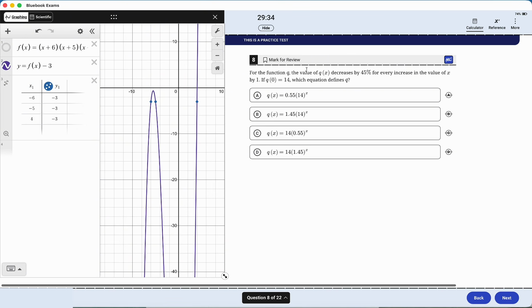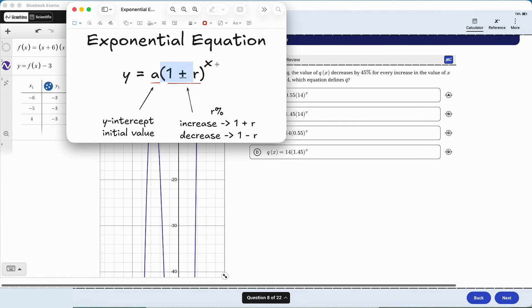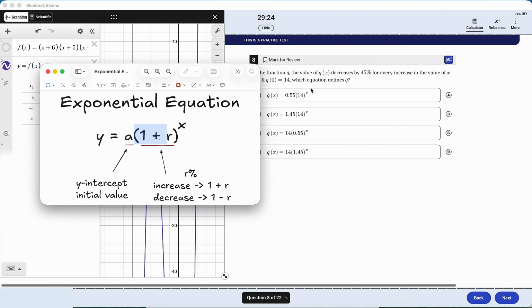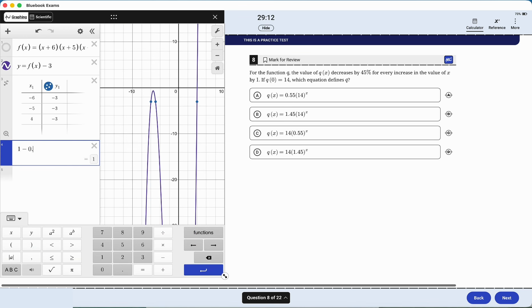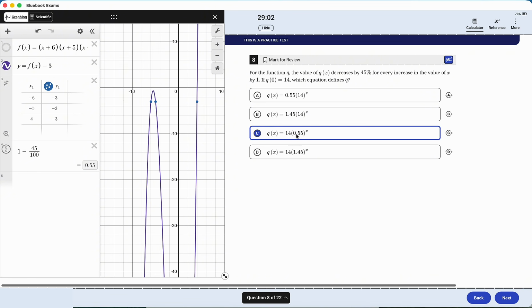Next one, the function Q decreases by 45% for every increase of x by 1. We talked about this in module 1 as well, right? Like I said, these are fundamental things. It's an exponential equation. You can see that in the answer choices. If your equation has a variable as an exponent, it's an exponential equation, right? A decrease of 45%, that's going to be this number in here, right? We got to do 1 minus 0.45, right? Or if you're not comfortable writing percents as decimals, just take whatever percent it is and write it over 100. That'll be the same thing. 0.55 is what we want to see in the parentheses, right? And this is the only one that has that.